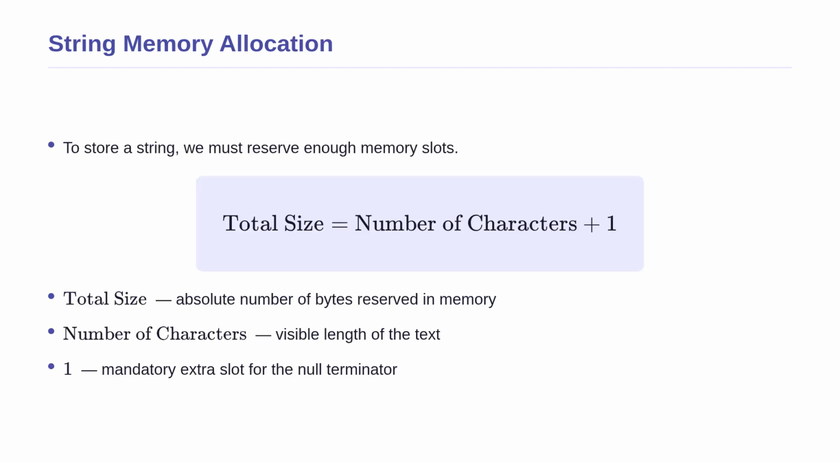Now that we know what a string is, let us look at how we allocate memory for it, conceptually. When you declare a character array, you must tell the computer exactly how many slots to reserve. The formula is simple. The total size equals the number of visible characters plus 1. That plus 1 is absolutely critical. It represents the mandatory extra slot for the invisible null terminator. If your text increases in length, the required memory size increases by the exact same amount, always staying one step ahead. If you forget this, your program will suffer severe memory errors.